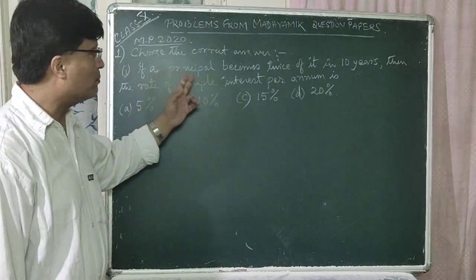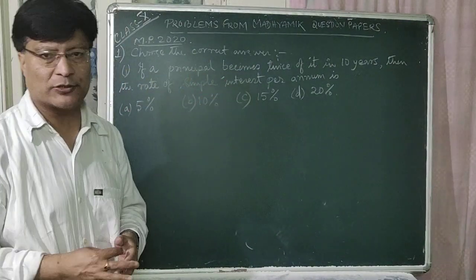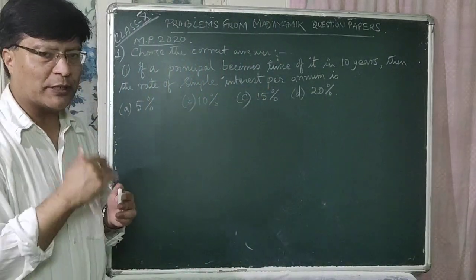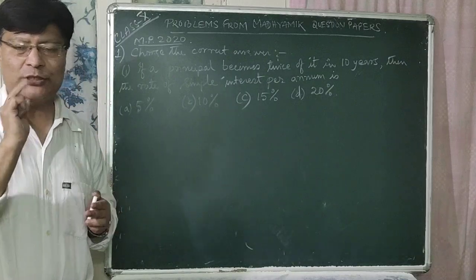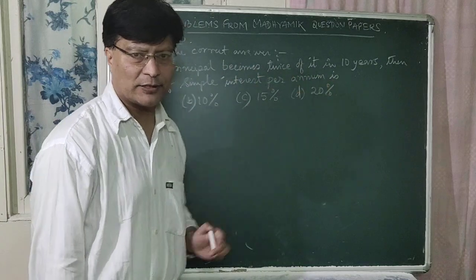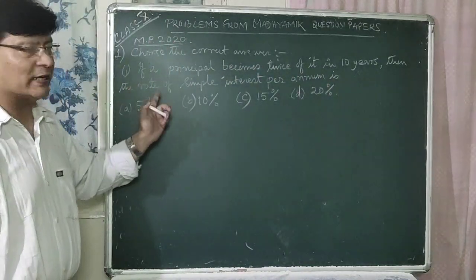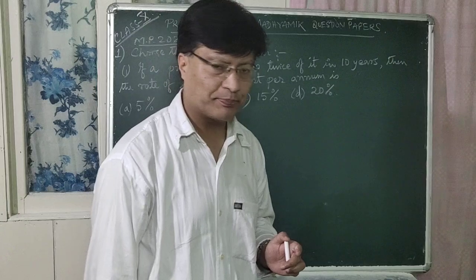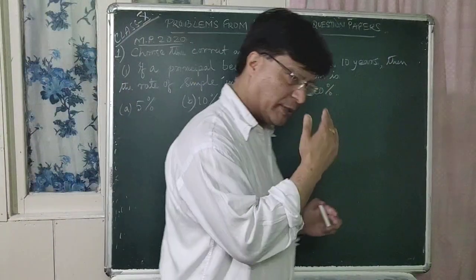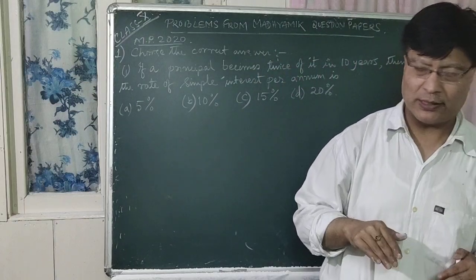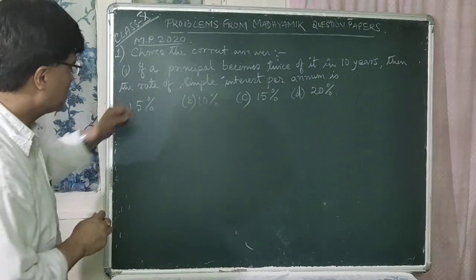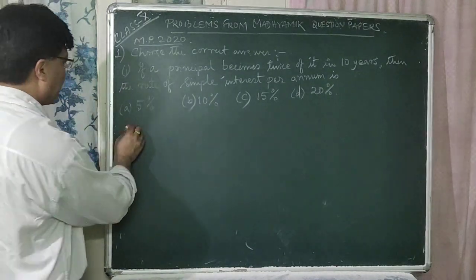If a principal becomes twice of it in 10 years, कुनै एउटा प्रिन्सिपल यसको 2 गुना हुँदैछ भने त्यो चाहिँ के हुन्छ? अमाउन्ट हुन्छ. In how many years? 10 years. Then you have to find out the rate of simple interest per annum, right? 10 वर्षमा कुनै एउटा प्रिन्सिपल त्यसको डबल हुँदैछ, हैन? तर डबल हुँदैछ भने चाहिँ त्यो के हुन्छ? अमाउन्ट हुन्छ. ठीक छ?